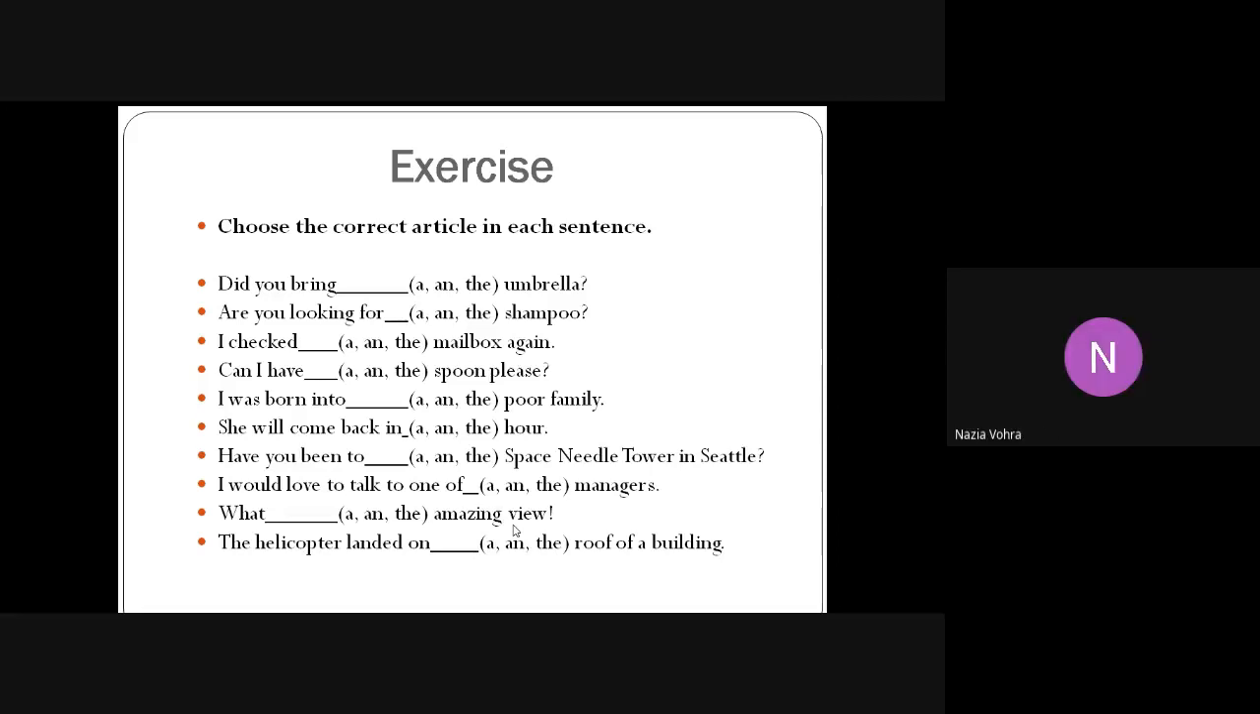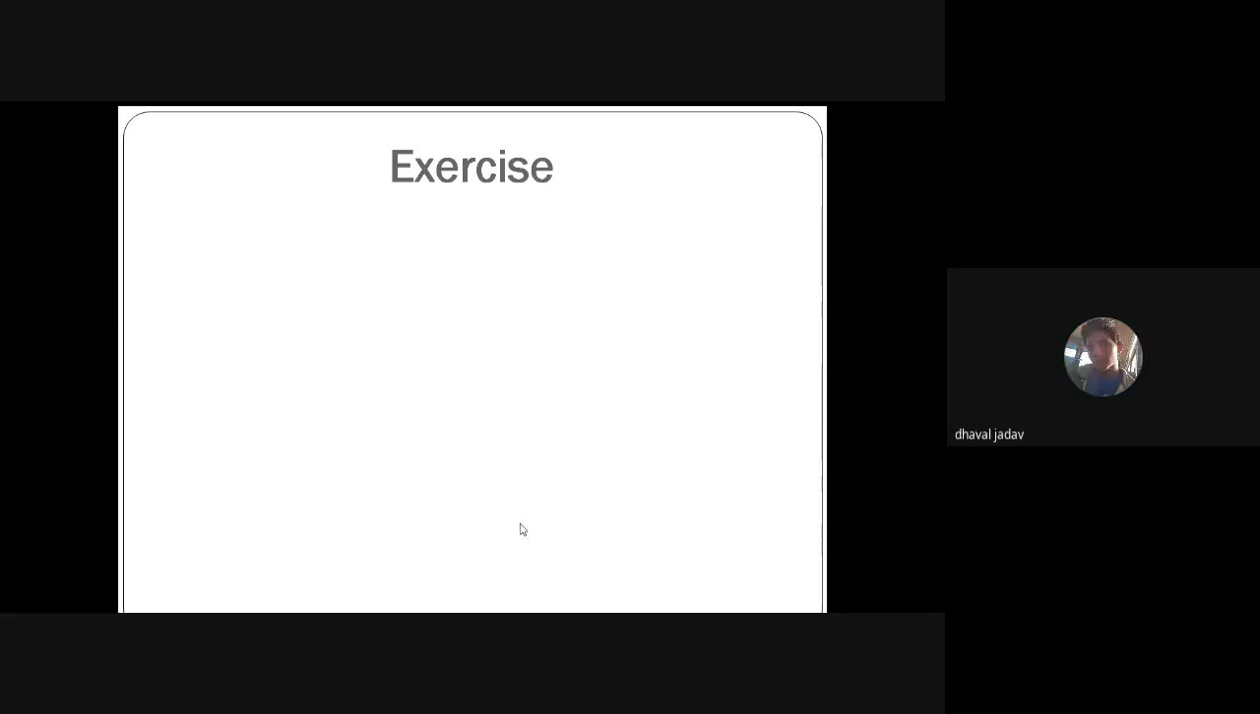Then, are you looking for a shampoo, or the shampoo? It is going to be the. Why the? Because the shampoo is something specific. If someone is in the washroom, getting prepared to go for a shower, that's when you say, are you looking for the shampoo?